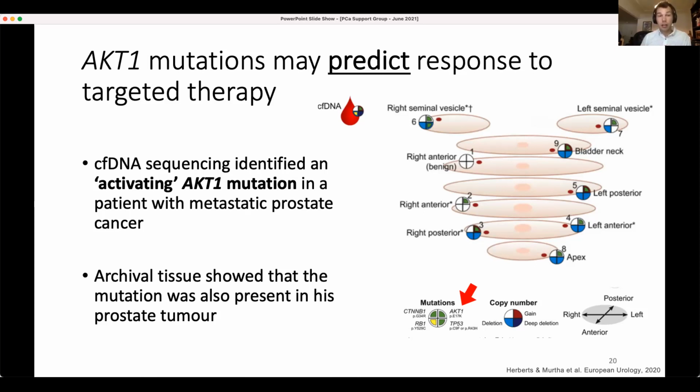The patient had a radical prostatectomy several years before this. And so we looked at his archival tumor tissue and found that this mutation, which is represented by this little green wedge on the upper right-hand corner of this circle, was present throughout his prostate sample.